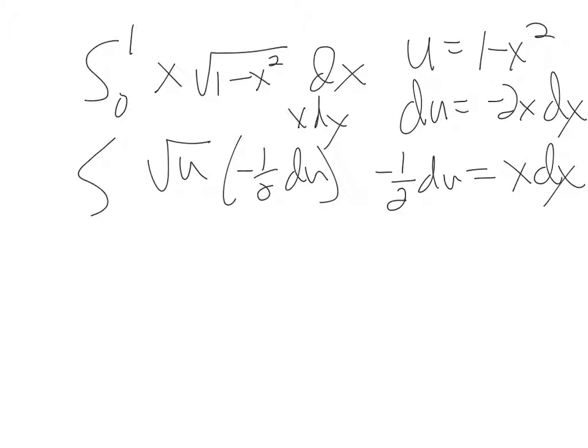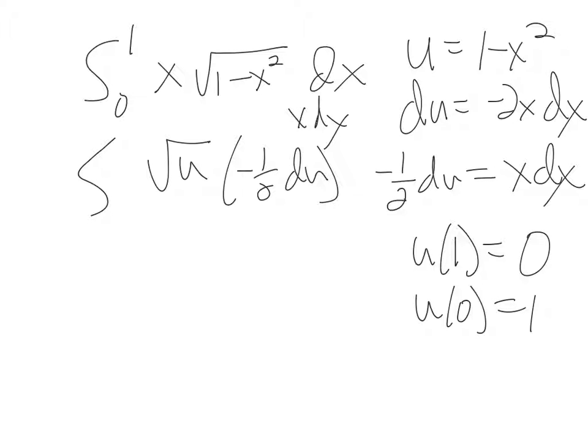And then, of course, I'm going to do that bound change, as I just did. So what's u of 1? Well, u of 1 is 0, because 1 minus 1 squared is 0, and u of 0 is 1. So I can replace this with 0 and this with 1. And I know you want to put the 0 down here, and we're going to do that, but for now, that bound became 0, and that bound became 1.